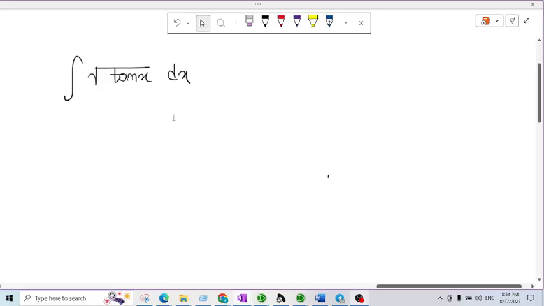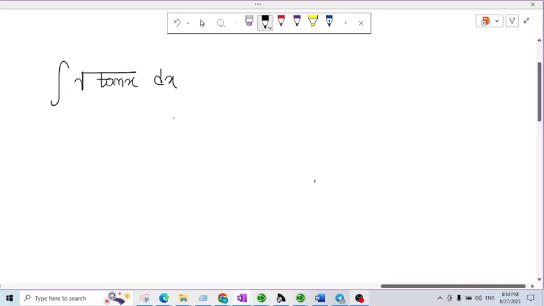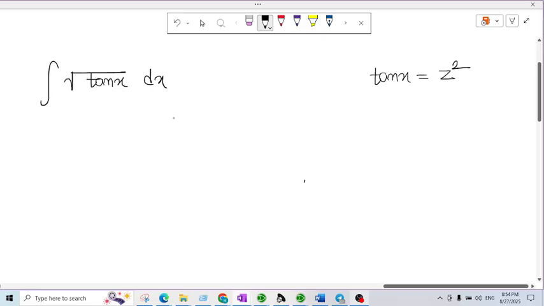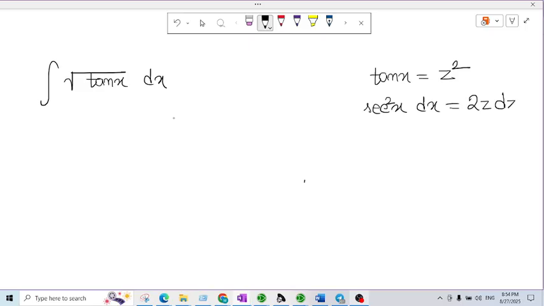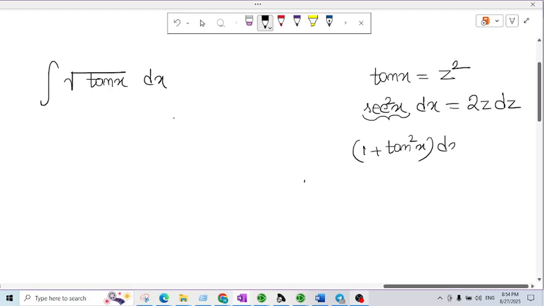In this video we will find the integration of root over tan x, so it will be a very long video. So let's start. First of all we have to choose tan x, let's say it's equal to z square, and now if I take the differential of both terms, I will have at the left hand side sec square x dx, and here I will have 2z dz, and then if I decompose this sec square into 1 plus tan square x dx, and let's write the right hand side again.